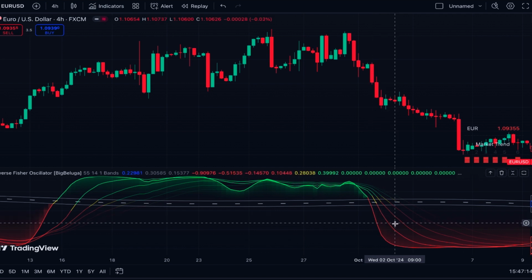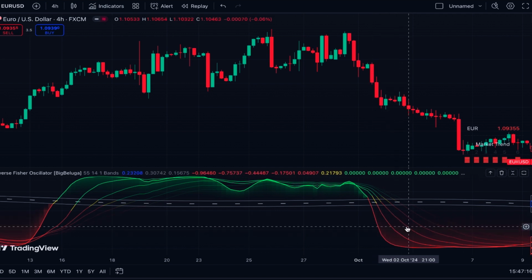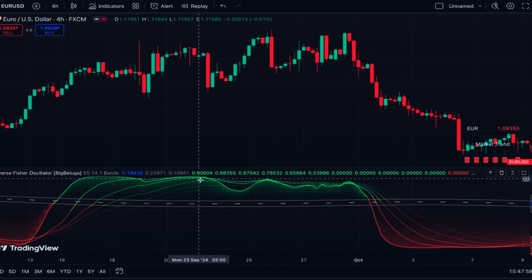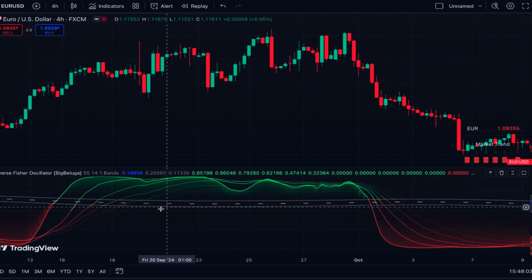Here, as you can see, we have 6 different inverse Fisher oscillators, and each of them is smoothed at an increasing level. So here we have a layered view of the price movement. Here in the middle we have a band which is actually a dynamic volatility band, and it will further help us with evaluating the strength and sustainability of trends.